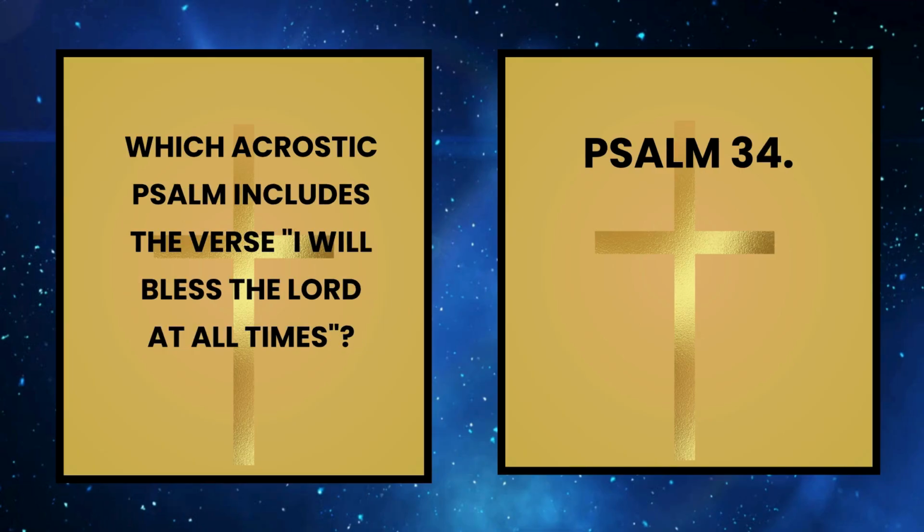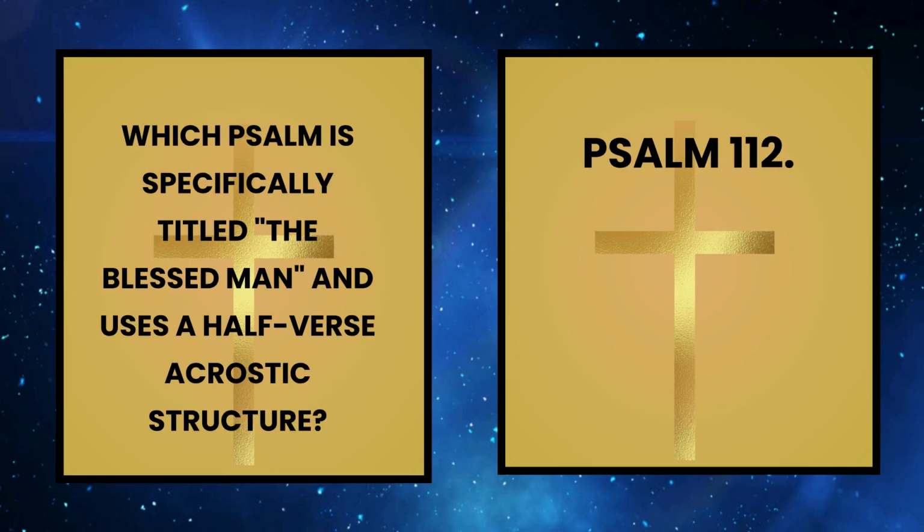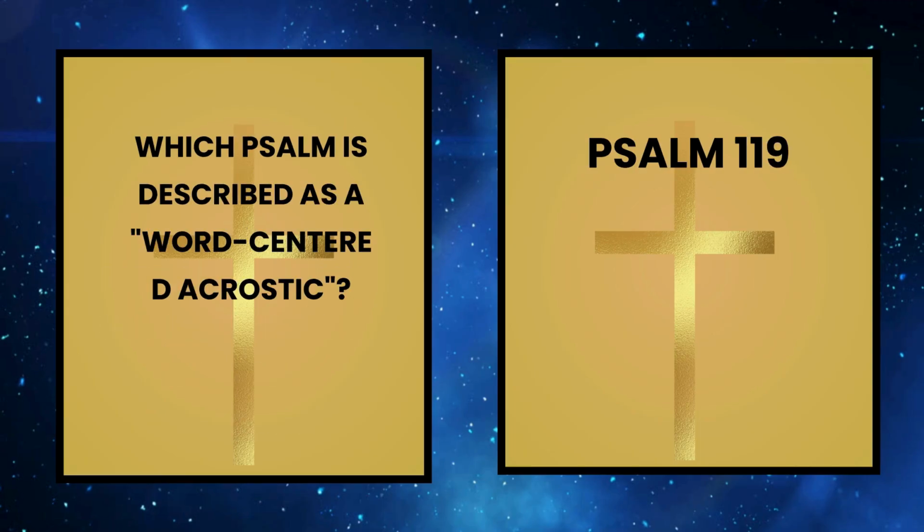Which acrostic psalm includes the verse, "I will bless the Lord at all times"? That would be Psalm chapter 34. Which psalm is specifically titled The Blessed Man and uses a half-verse acrostic structure? Psalm chapter 112 fits this description. Which psalm is described as a word-centered acrostic? The answer is Psalm chapter 119.